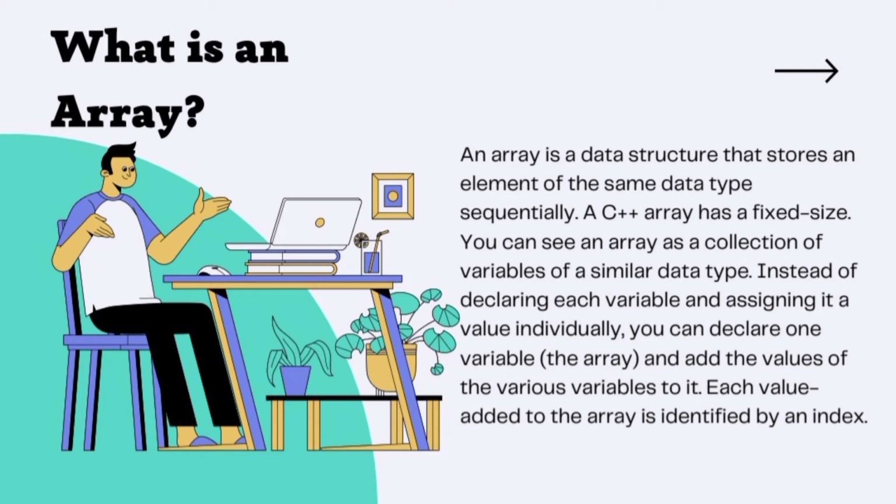Instead of declaring each variable and assigning it a value individually, you can declare one variable and add the values of the various variables to it. Each value added to the array is identified by an index.